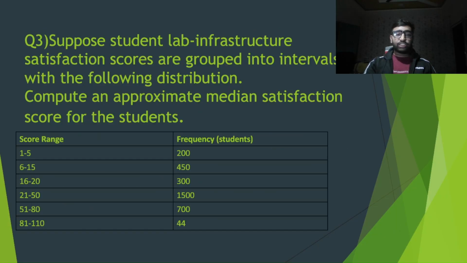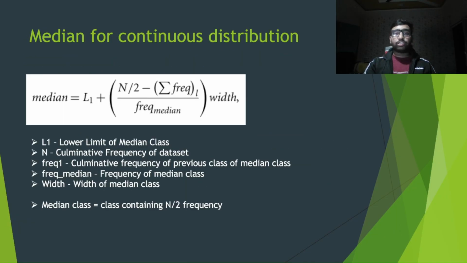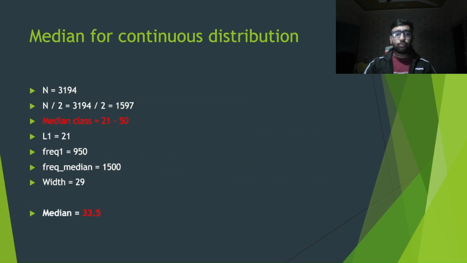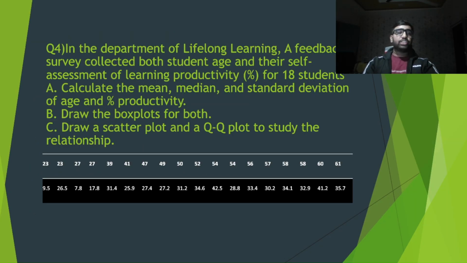So this was the question which we solved in last part, the link for which you can find in the description of this video. So now the question for today we have is, in the Department of Lifelong Learning, a feedback survey collected both student age and their self-assessment of learning productivity percentage for 18 students. Now we are given three parts in this question.